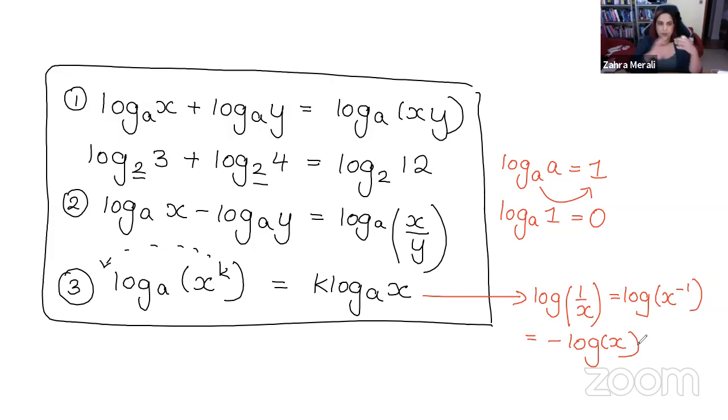Now, where this will be tested is using these rules to open logs out or to combine them together. So you have to remember adding means times, minus is divide, and if you've got something as a power, you can bring it down. So when you add something, the base has to be the same, and that goes all the way for those 2 rules. When you minus or you add, the base needs to be the same.